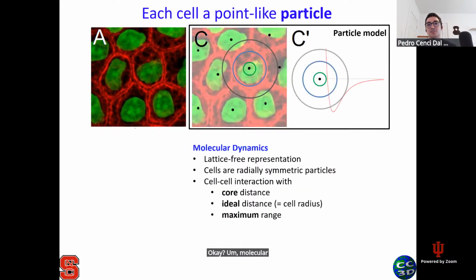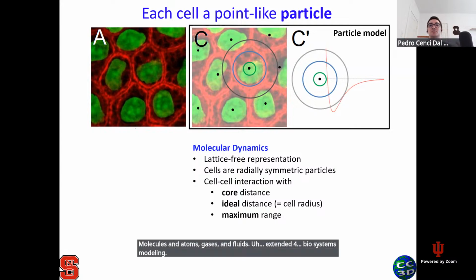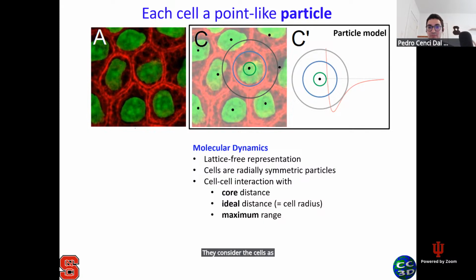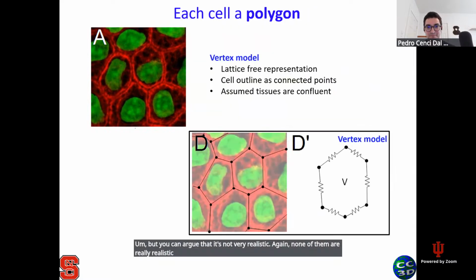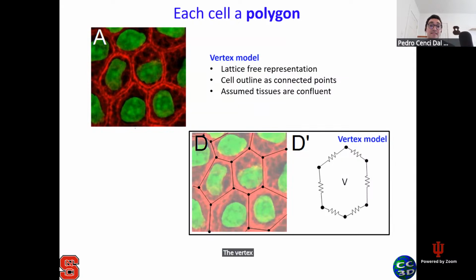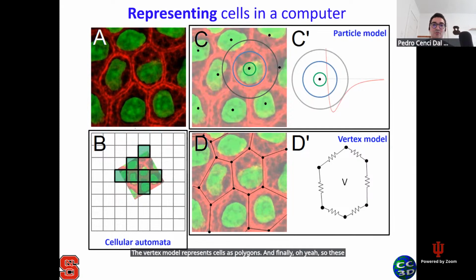Molecular dynamics, which was initially used for modeling molecules and atoms, gases, and fluids, extended for biosystems modeling. They consider the cells as point particles, like atoms, which is very cheap. But you can argue that it's not very realistic. Again, none of them are really realistic anyways. The vertex model represents cells as polygons. And finally, oh yeah, so these are all the ones I talked about. We have molecular dynamics, cellular automata, and vertex model.